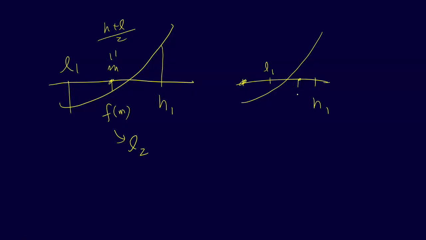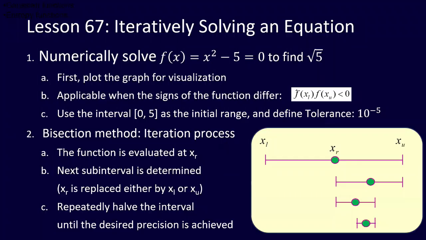If the middle point f of m is greater than 0, then we will change m as h and repeat the process. This is how the iteration goes until f of m, f of x, is less than delta. Okay, this is how the process works. Okay, let's go back to the slide and see.